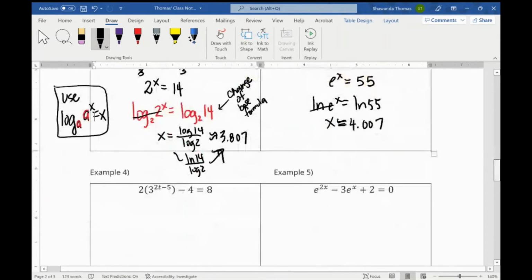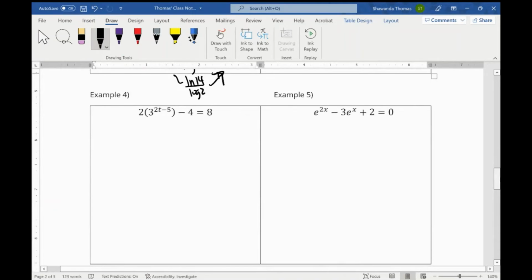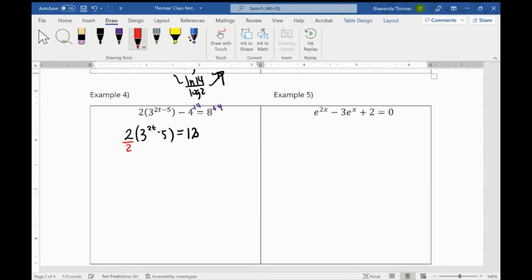All right, moving on to example 4. What should we do first? Well, let's add 4 first. Then we have 2 times 3 to the 2t minus 5 equals 12. Now let's divide by 2. We have 3 to the 2t minus 5 equals 6. I didn't write that right here, so the minus 5 should be raised to the power.